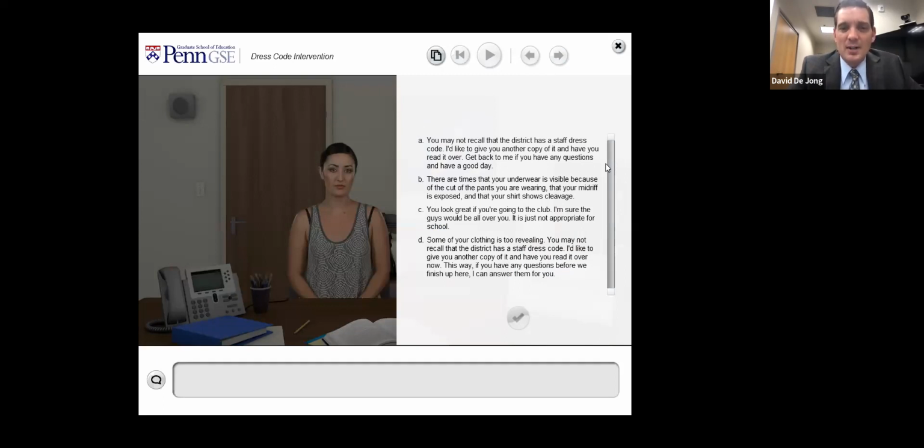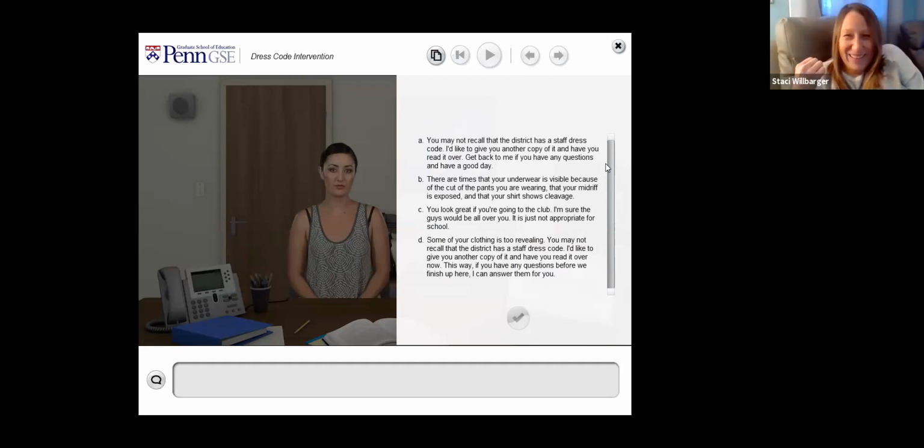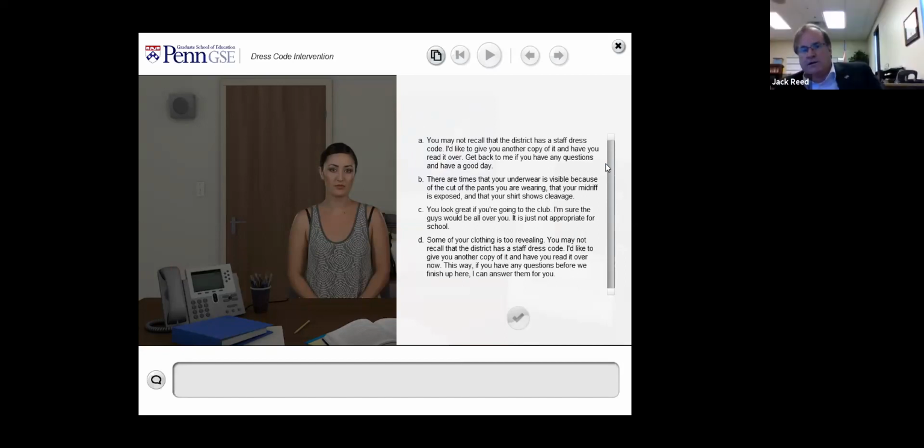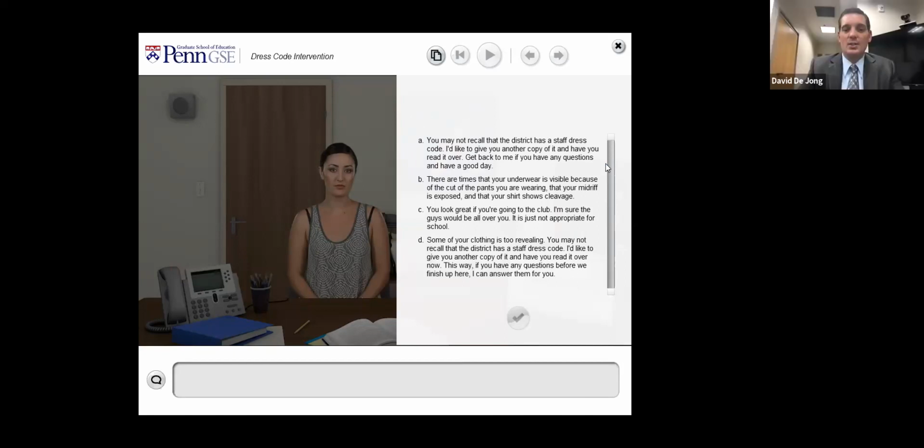C: You look great if you're going to the club. That answer, it's like we're baiting you into getting that answer again. Don't choose C. Or D: Some of your clothing is too revealing. You may not recall that the district has a staff dress code. I'd like to give you another copy of it and have you read it over now. This way, if you have any questions before we finish up here, I can answer them for you. In a meeting. Okay, I'm leaving. All right. I'm going to relaunch the poll, and you may vote.